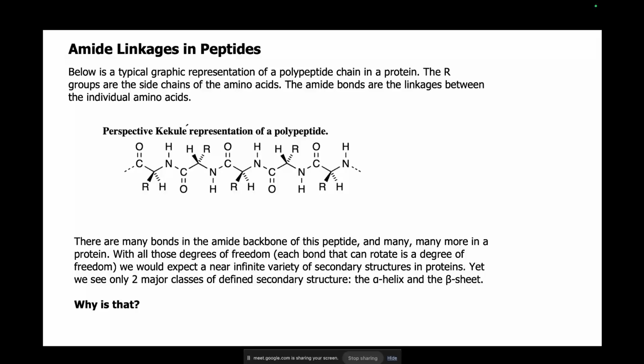But when you go to secondary and tertiary structures, some other set of bonds come into play, other covalent bonds, hydrogen bonds, van der Waals forces, and so on, which stabilize the whole structure of the protein. With all those degrees of freedom, because there are so many bonds present, of different types, each bond that can rotate is a degree of freedom. If it's a single bond, it is generally rotatable.